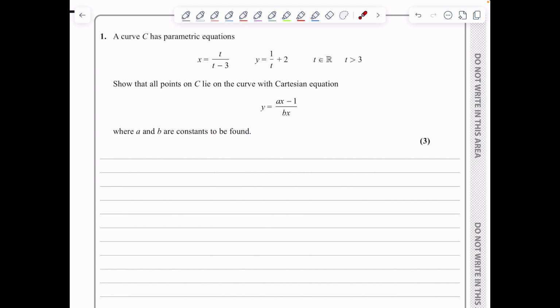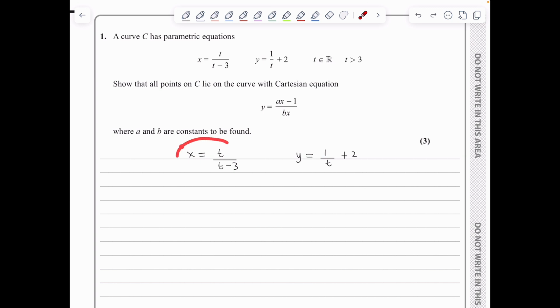In question 1, we've got the curve C with these parametric equations, and we need to show that all points of the curve C lie on the Cartesian equation y is (ax minus 1) over bx, where a and b are constants to be found. Well, starting with the two parametric equations, the objective is to combine and remove the t, so we end up with something connecting x and y.